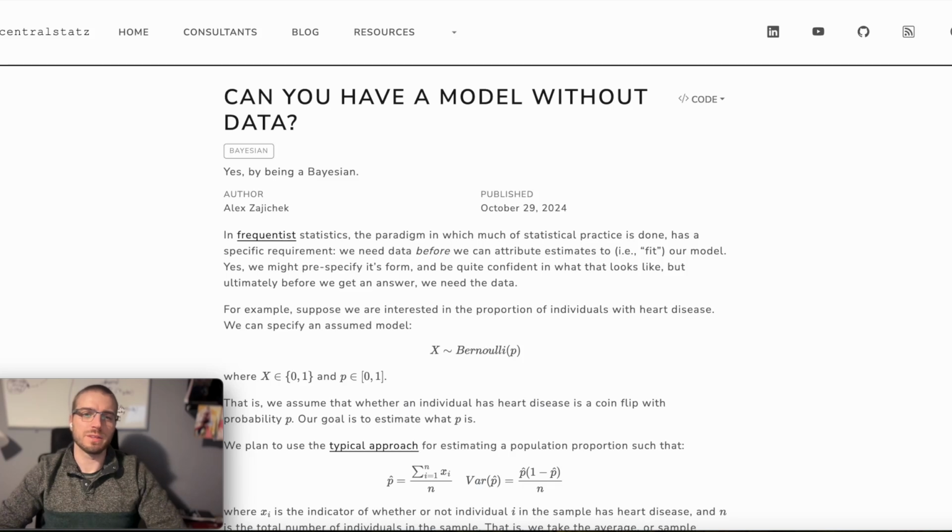So today we're thinking about the question of, can you have a model without data? It seems sort of trivial, but I think it really hones in on one of the main differences between Bayesian statistics and the traditional frequentist approach. And I think it boils down to something like this.